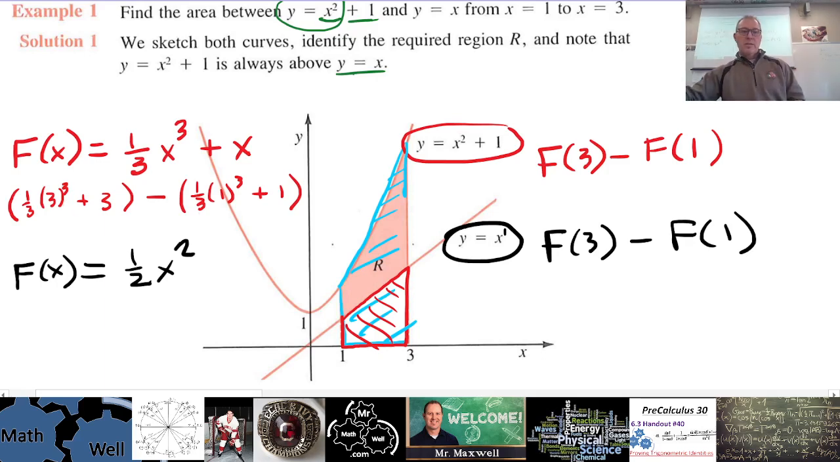What's that going to be? This right here, let's evaluate this. That's going to be 27/3 is 9 plus 3 minus 1/3 plus 1. So that will give us 32/3.